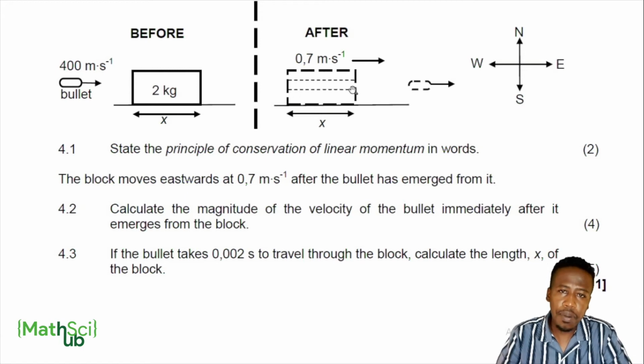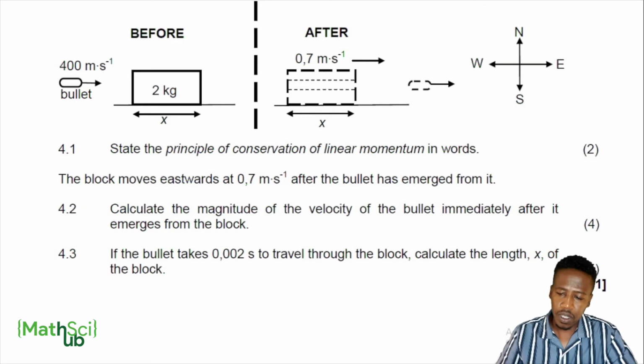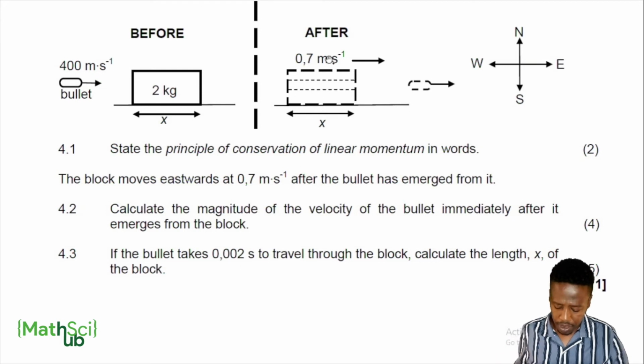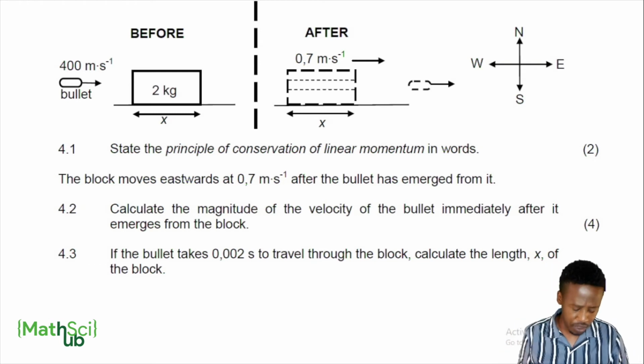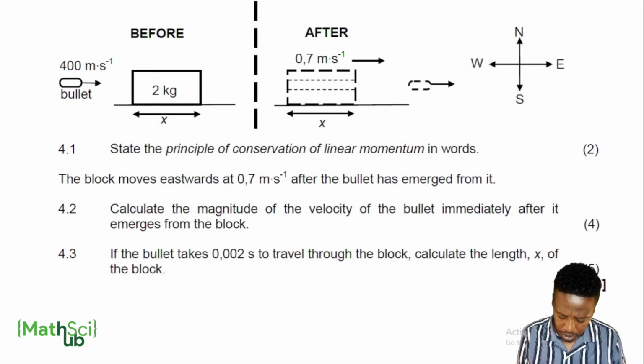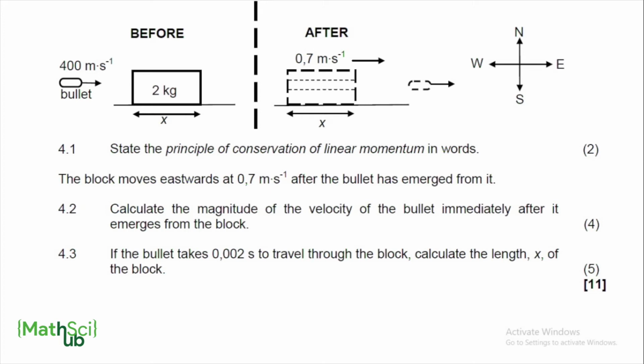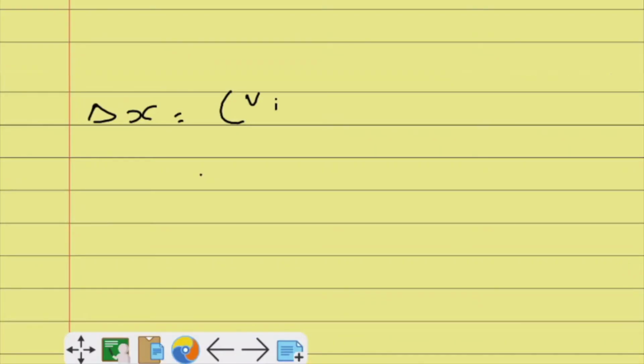You can use the impulse momentum theorem, because you are also given the time in which the bullet travels inside the block. But an easier way of solving this, remember when you were dealing with equations of motion? I will use one of the equations of motion to solve this, which is much easier to do. The one I'm going to use is the change in x equals the initial velocity plus the final velocity over 2, all times the change in time, right?